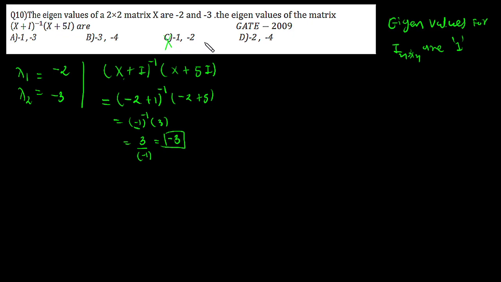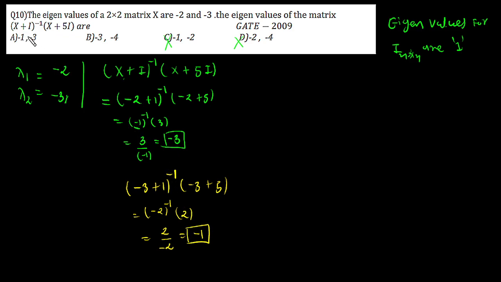So now options C and D are cancelled out. Now let's check for minus 3. Again replace X with minus 3 in this equation. So minus 3 plus 1, to the inverse, and here again minus 3 plus 5. So now I can write this as minus 2 to the inverse, and here positive 2. So again I can take this term into the denominator. I can write 2 by minus 2, which simplifies to minus 1. So the second eigenvalue is minus 1.